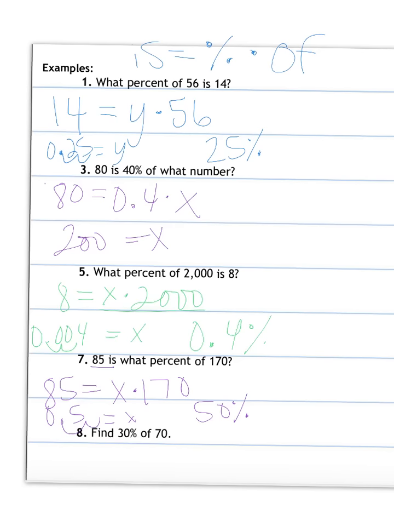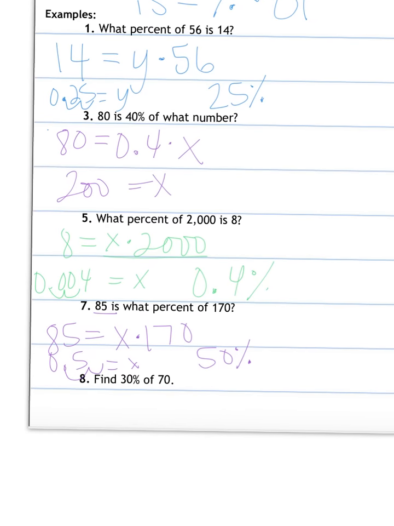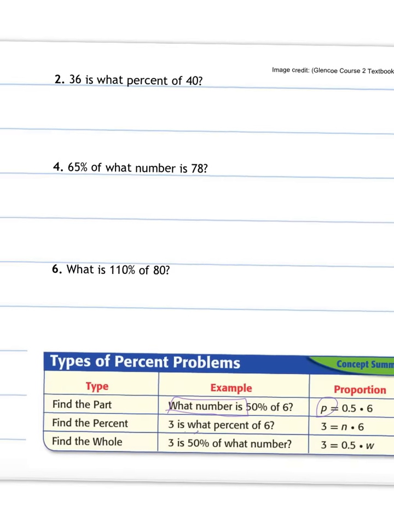Okay, find 30% of 70. So this one, we have the of and the percent. We don't have the is, so that's our variable. 30% as a decimal times the of. Okay, so our number would be 21. So you just multiply those like normal. Okay, a couple more to try.